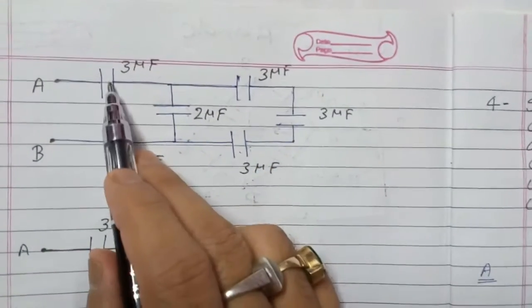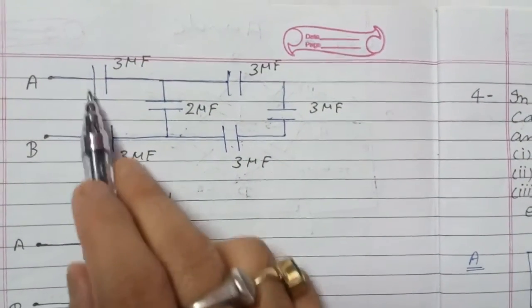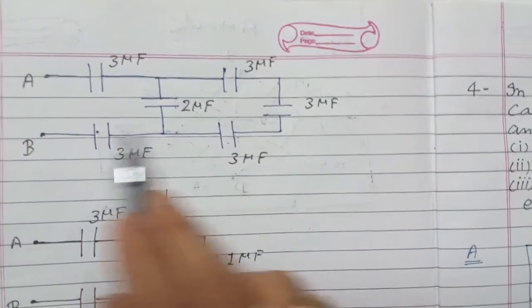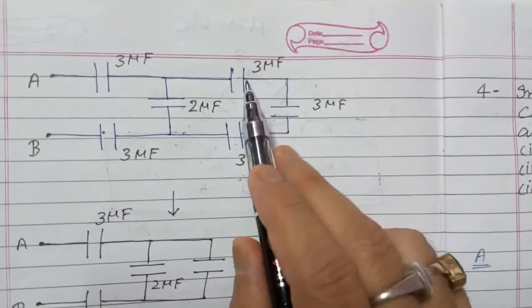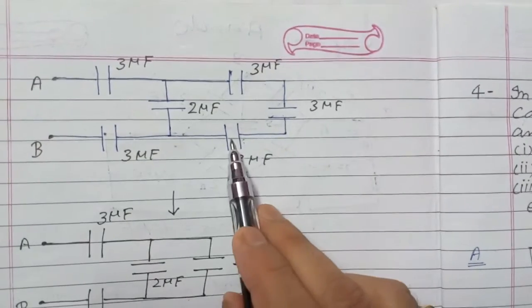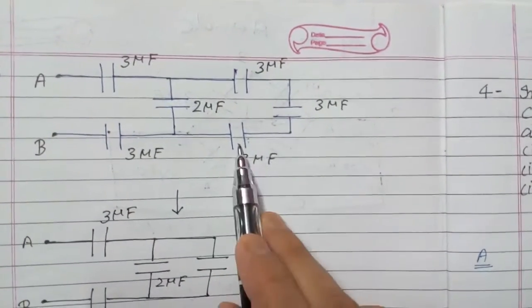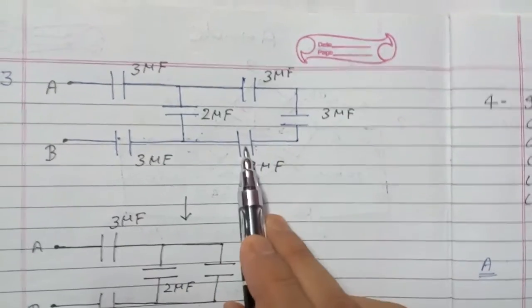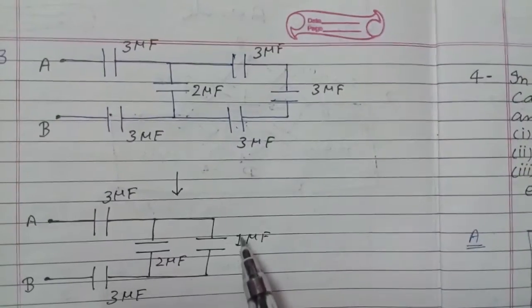Here is one more problem. In this diagram capacitors are connected like this. So when you inspect, this is clear. There is 3 microfarad, 3 microfarad and 3 microfarad. These three capacitors are in series. We will solve the problem from here. Okay. So their equivalent is 1 microfarad.